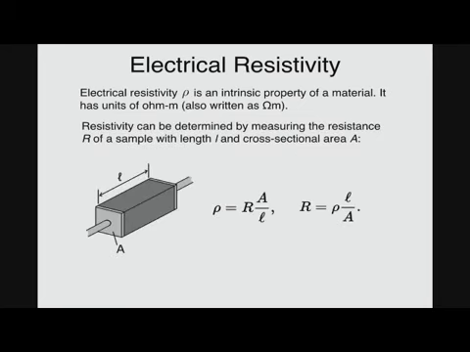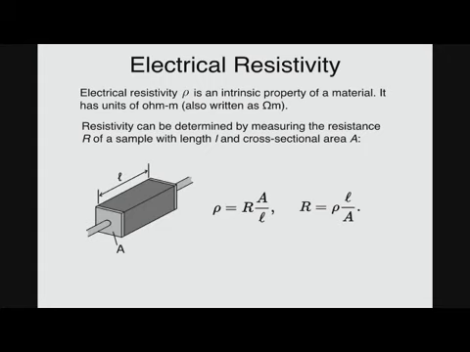You can determine the resistivity of a sample simply by putting it in a series circuit and measuring its resistance. You could use an ohm meter, although in practice we use much fancier approaches than that. You measure the resistance of the sample, and then you simply scale it by the cross-sectional area and the length, and that gives you the resistivity.